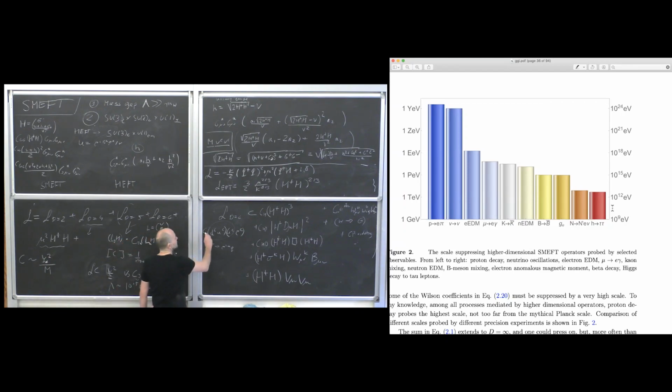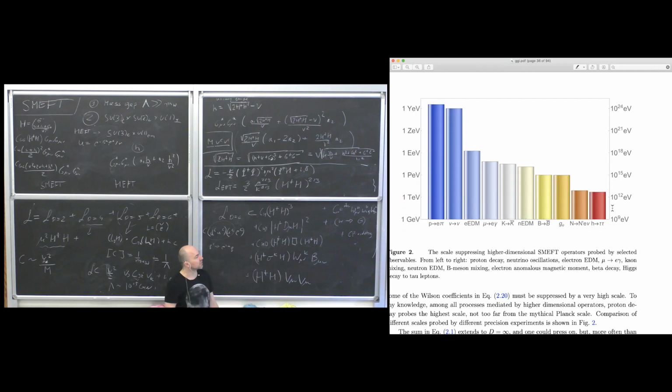And the coefficient of this operator, the scale, must be suppressed by something like 10 to the 15 GeV, a little bit more than for neutrinos. So this is the highest scale that we are probing in SMEFT. But there are a lot of other experiments that also probe operators at very high scale. For example, electron EDM probes operators suppressed by scales of 10 to the 6 TeV. Searches for lepton flavor violating decays like mu to e gamma also probe operators suppressed by more than a PeV. Kaon mixing probes some set of four fermion operators violating strangeness, suppressed by scales more than a PeV.